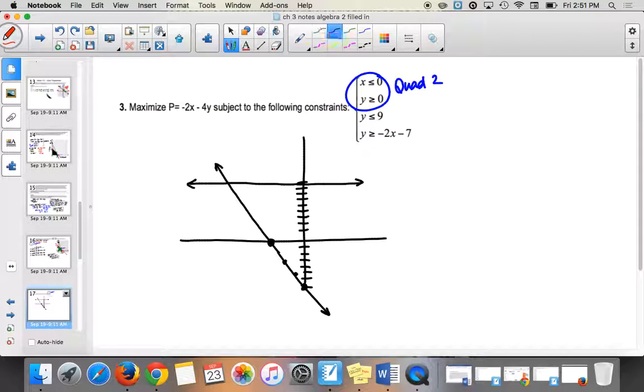All right, so the y is less than or equal to 9 is going to be below. And we were already in quadrant 2, so right now, we're here. All right, and then the greater than or equal to negative 2x minus 7 is going to be above. So can you see where it is? It's right in here. This is a trapezoid shape this time.